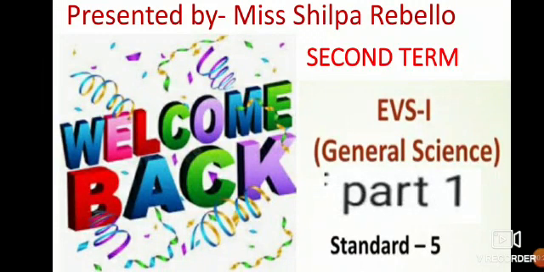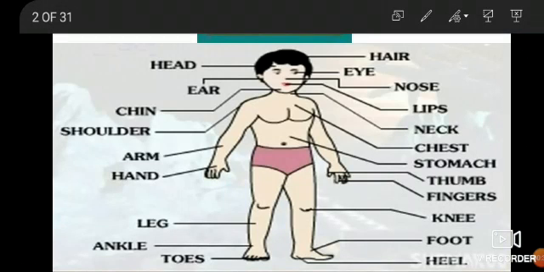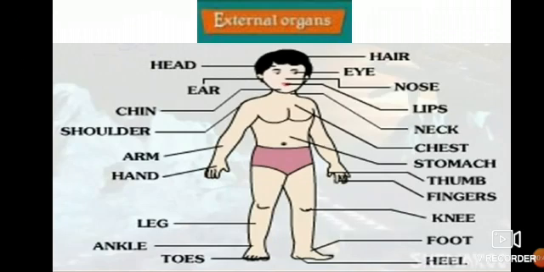Girls, you have all studied about the parts of the body. Can you name them? Yes, here it is. Head, hair, eye, nose, lips, neck, chest, stomach, thumb, fingers, knee, foot, heel, ear, chin, shoulder, arm, hand, leg, ankle and toes. These are all parts of the body. You must have studied in 3rd and 4th standard or from 1st standard onwards.